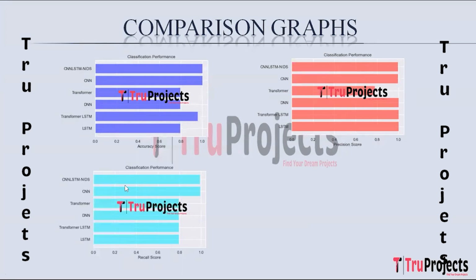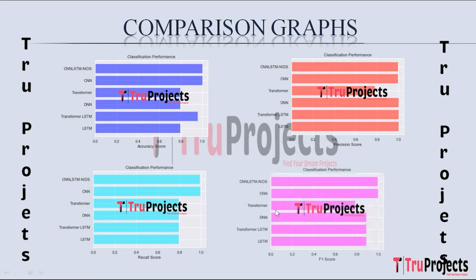This is recall scores comparison graph. In this graph on x-axis I have recall scores and on y-axis I have algorithm names. Recall measures the ability to identify all relevant instances, showing how many actual positives were correctly predicted. And this is F1 scores comparison graph. In this graph on x-axis I have F1 scores and on y-axis I have algorithm names. F1 combines precision and recall into a single metric, balancing accuracy and completeness in predictions. So the algorithm which is best performing in all the performance metrics will be used for predictions.